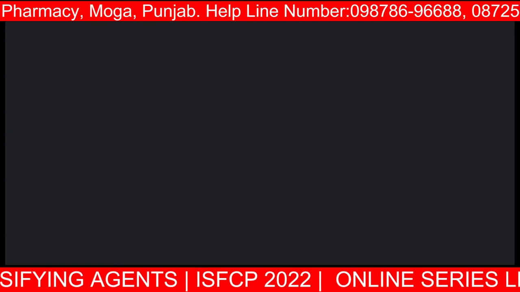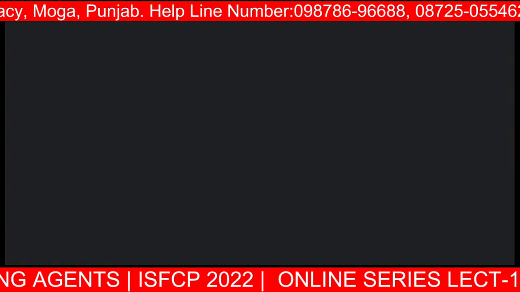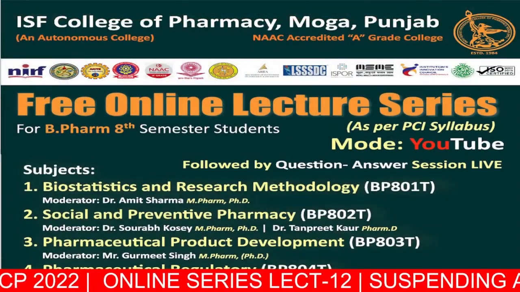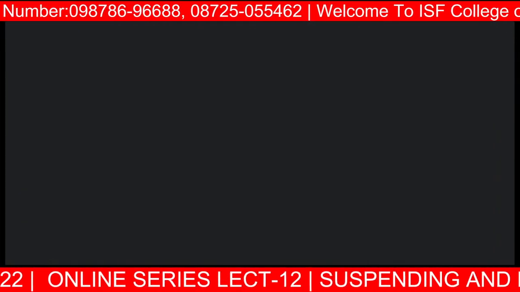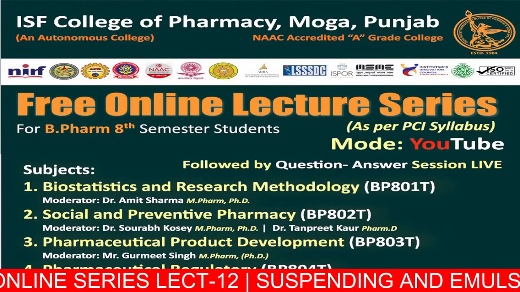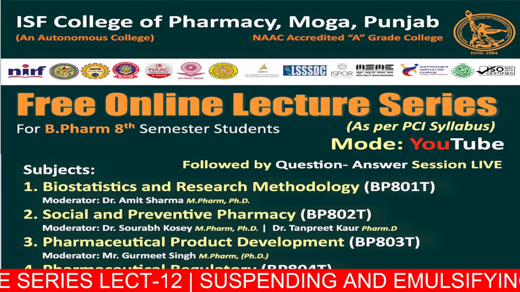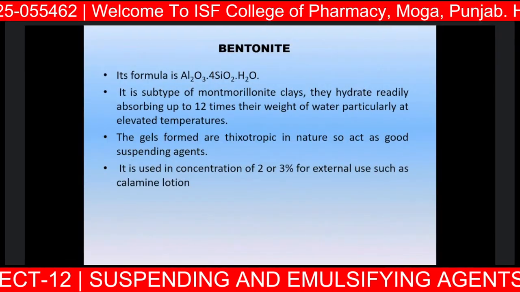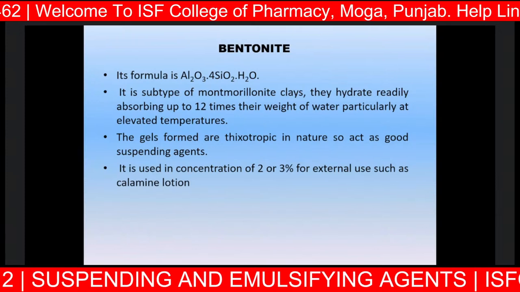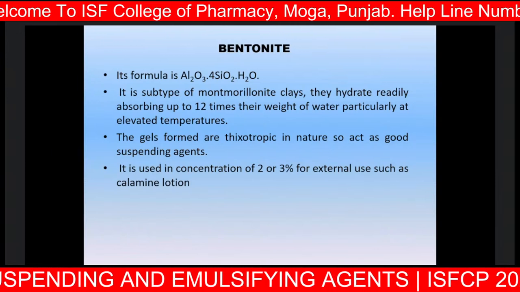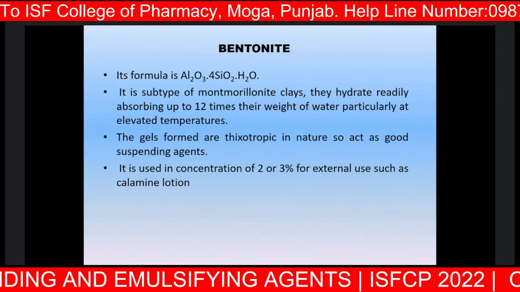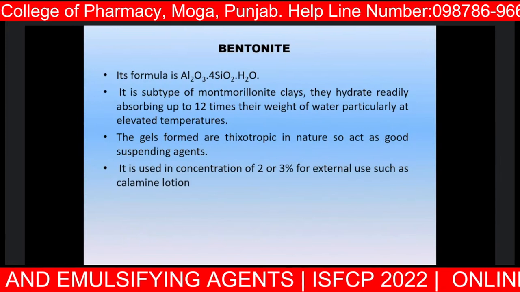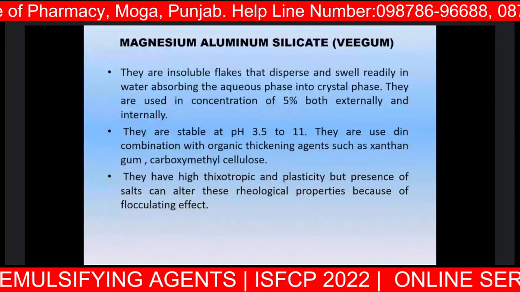And the next category is inorganic salts. The following are examples of inorganic salts: clay, bentonite, aluminium magnesium silicate, and aluminium hydroxide. Bentonite can swell up to 12 times its weight in water and is thixotropic in nature, so it acts as a good suspending agent. It is used in a concentration of 2 or 3% for external use, such as calamine lotion. So these are examples of inorganic salts, starting with bentonite.